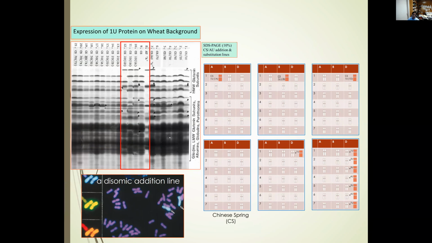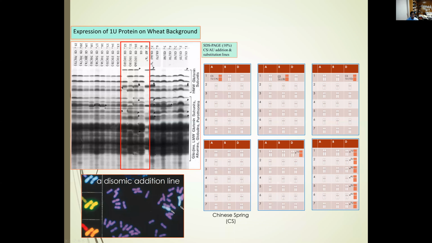And here you see lanes 1 to 6 are the addition lines of Aegilops umbellata, single chromosome addition lines. This box is showing how a single pair of chromosome 1U looks in the wheat background. The wheat background we used was Chinese Spring, which is why we're now using CS. Then lane 8 is the 1U species, and then the next line is the Chinese Spring endosperm protein.